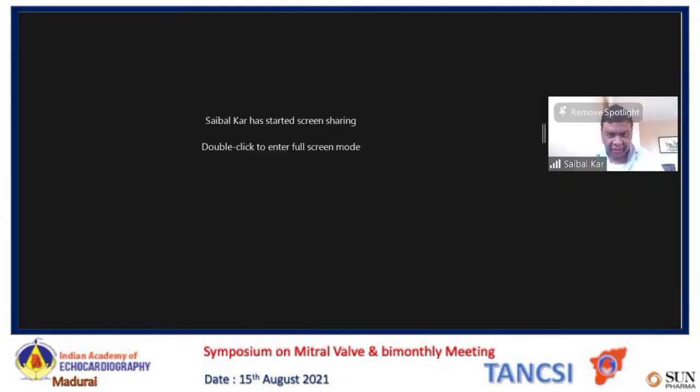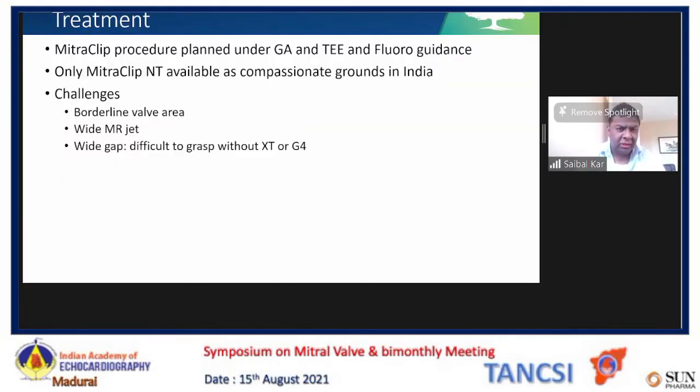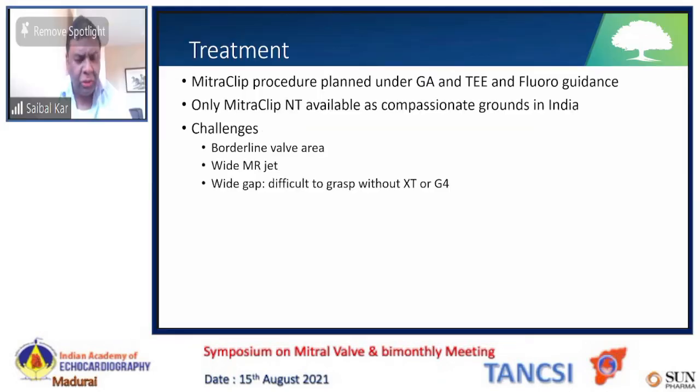So this is what we did for him. I thought about him a lot. And I said, you know what? I don't know whether this is a good thing. But I told this person, there's a 50% chance it's going to work. And these are the challenges. It's a borderline valve area, 3.8 square centimeters.